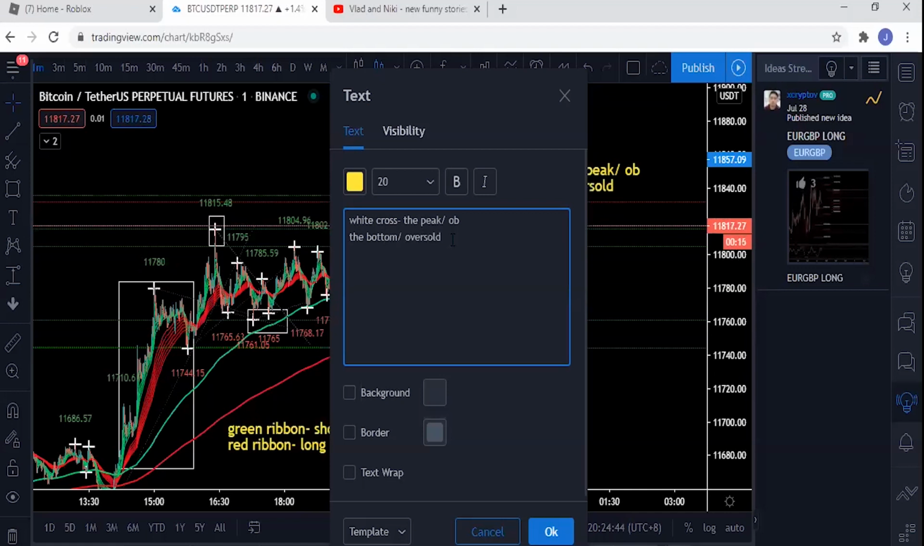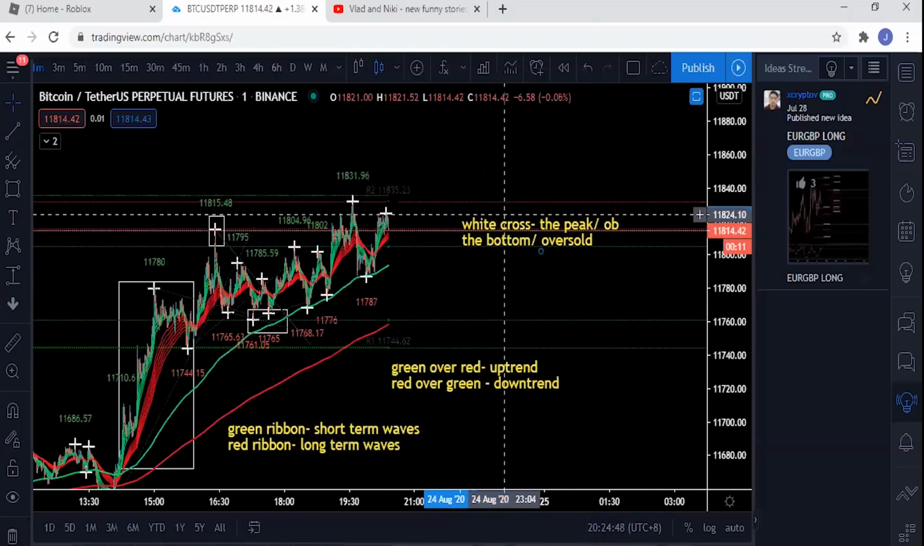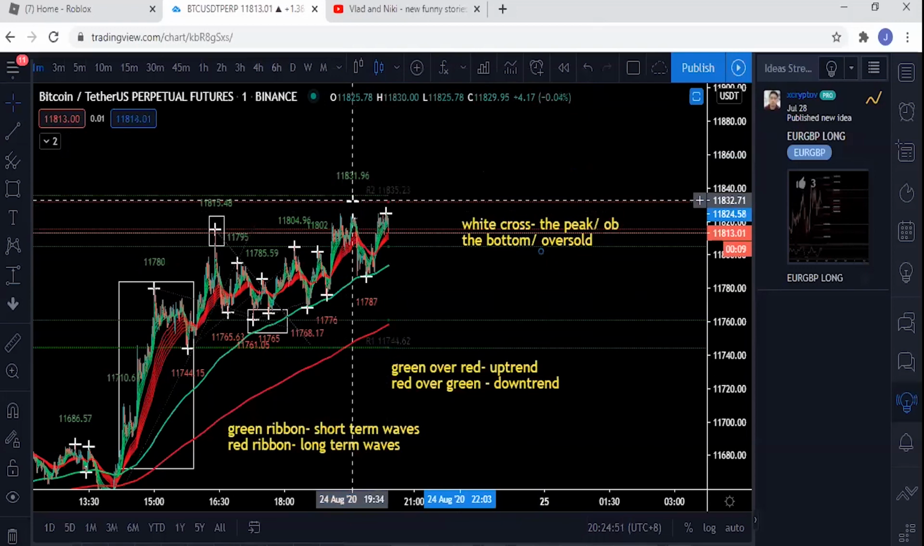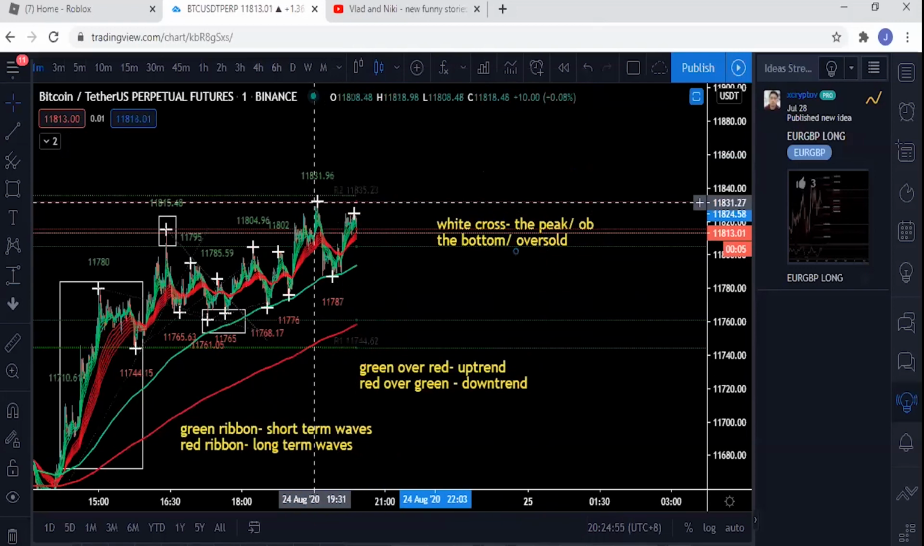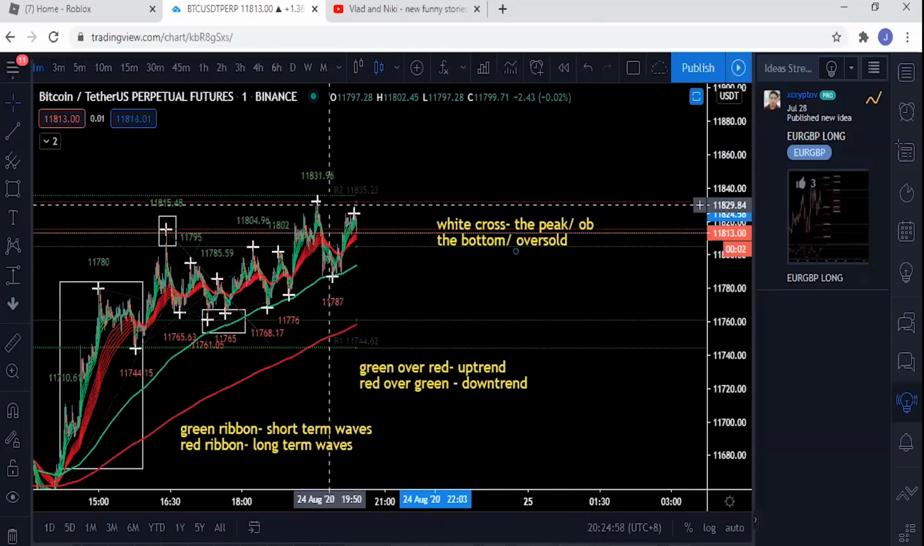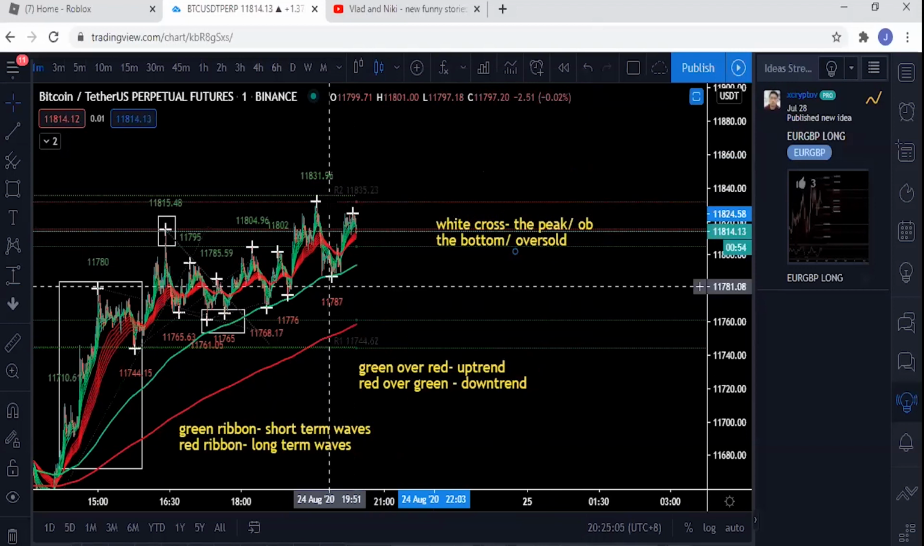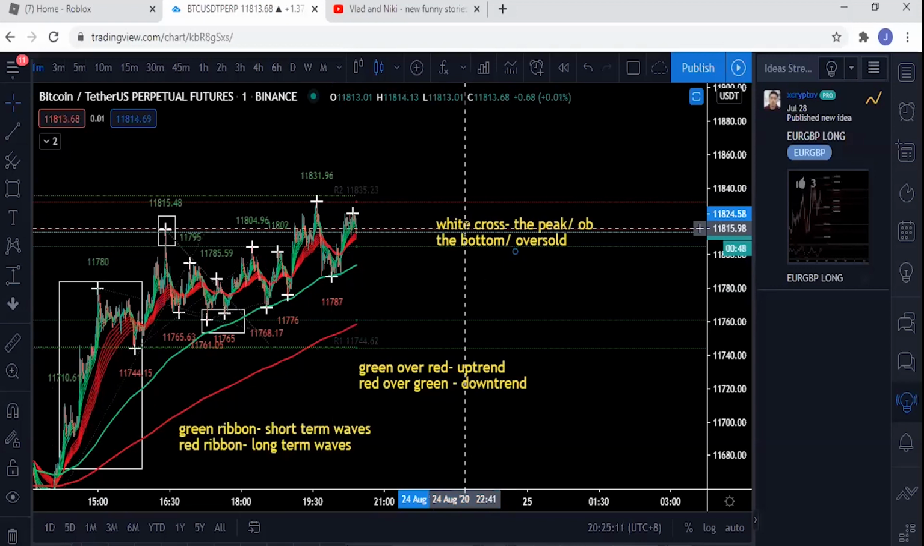So let's have a recap. A white cross indicates that the price is already overbought or oversold. This means that if you already see a cross, we are already at the peak of our price or at the bottom of our price. This is also our reversal signal.